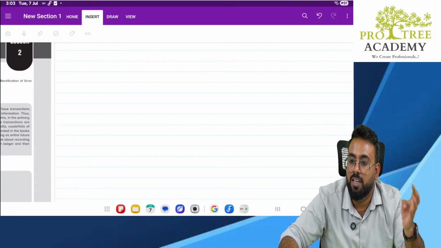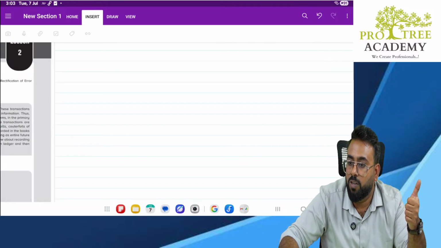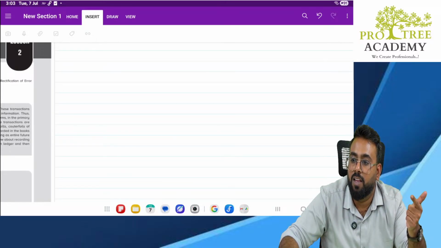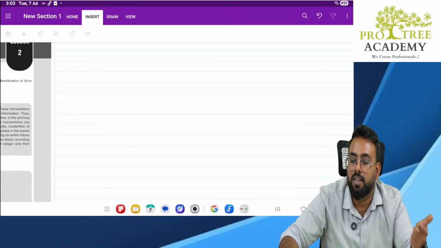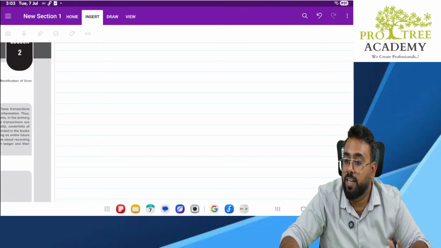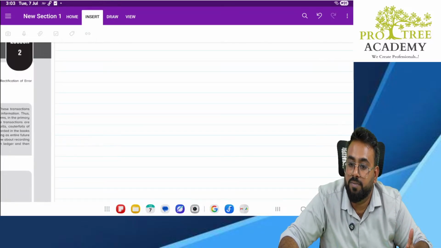Correct? Yes. Now we discussed various concepts, right? What are those? Business entity concept. Business is different, owner is different. Correct? Next, going concern. What do you mean by that? A business will continue its operation for the foreseeable future. Yes. Next, money measurement concept. What is that? Every transaction can be measured only in terms of money. Which cannot be measured in terms of money has no place in the books of accounts. Feelings, no place. Correct?